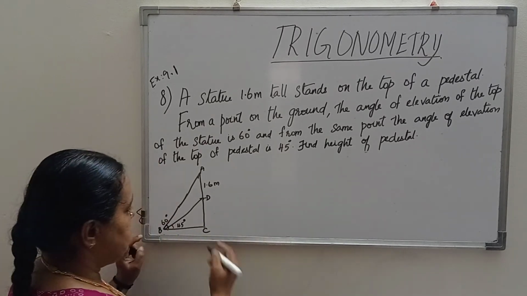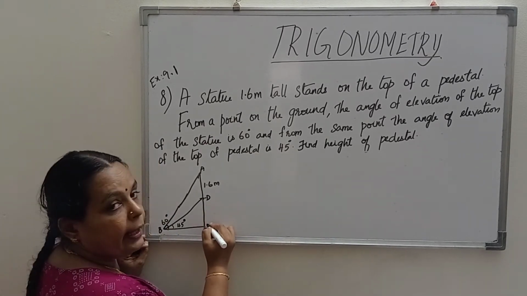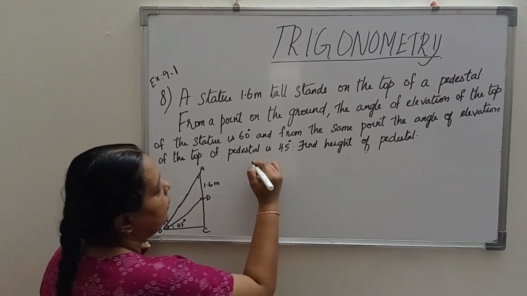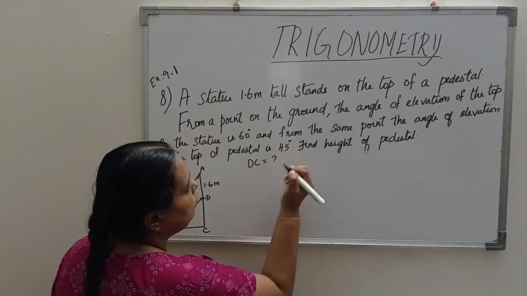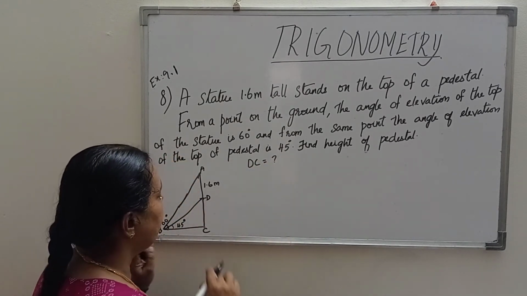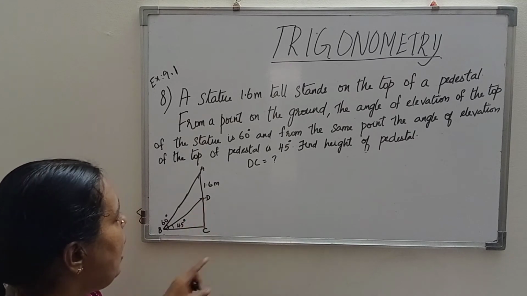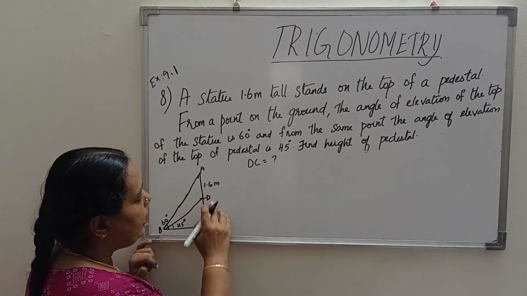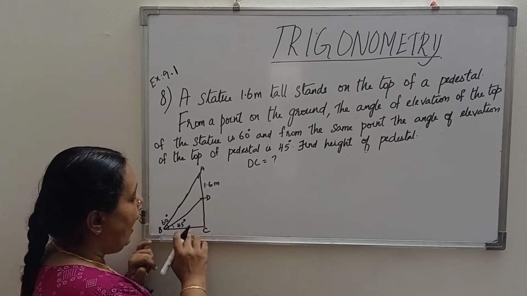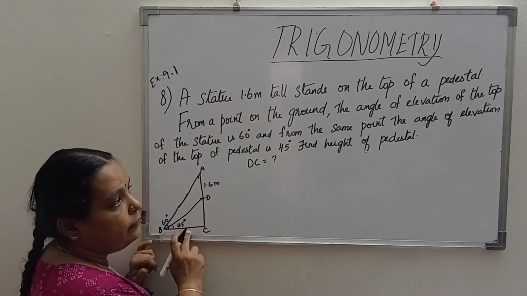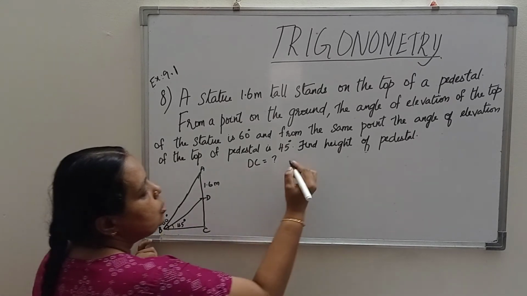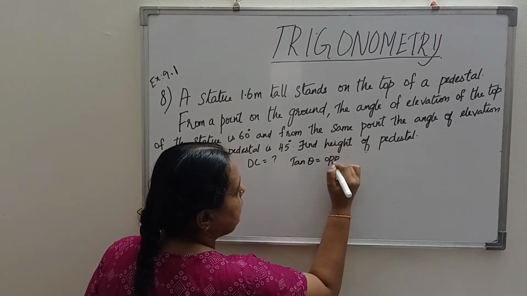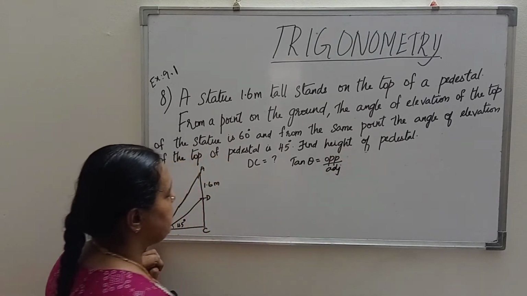Find the height of the pedestal. This is the required height which we have to measure. So DC is the required height. So DC is equal to X. As we require the opposite side and we will be using the adjacent side, we are going to use the ratio of tan. So tan theta is equal to opposite by adjacent.